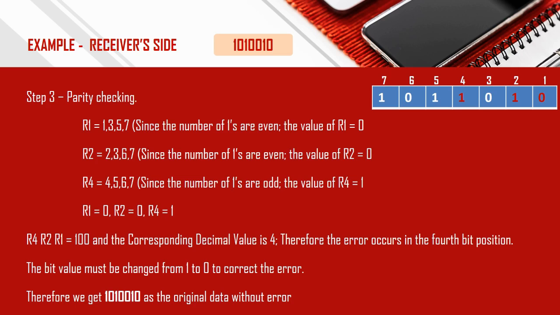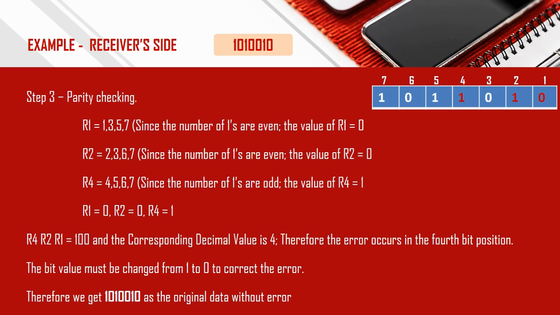We have only two values, 1 and 0. Therefore, if the error occurs at the fourth position, we have to change that bit. Since the bit value is 1, we have to change it to 0. Therefore we get 1, 0, 1, 0, 0, 1, 0 as the original data without error. So that is the Hamming code error detection and error correction technique.